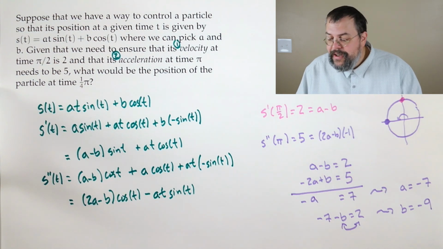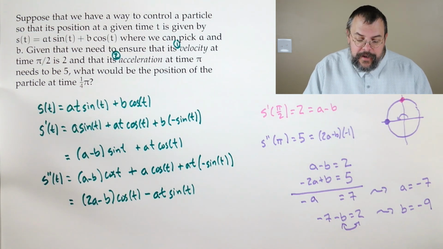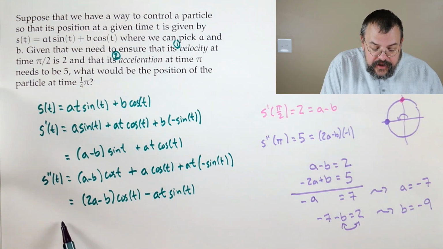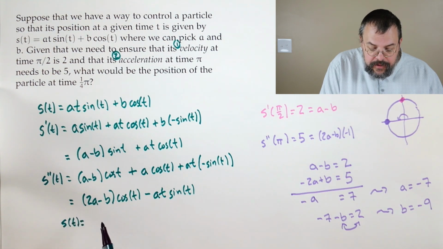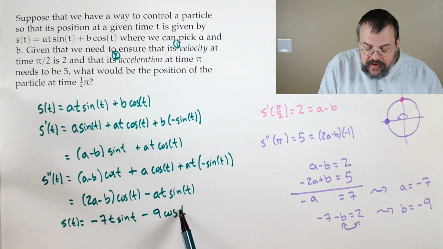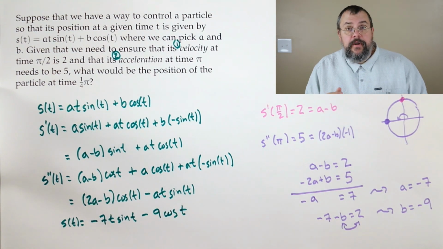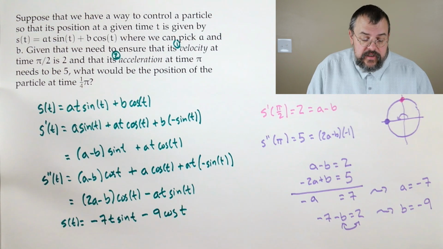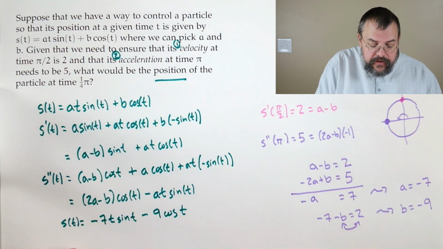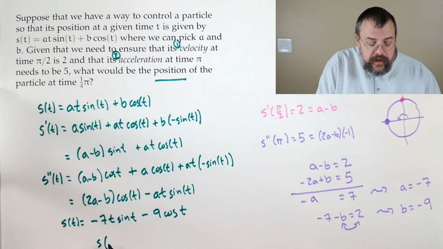Now we know a and b, we're basically home free. So we're ready to answer our question. Why? Because we now know that in general s of t is equal to minus 7t sine of t, and then minus 9 cosine of t. Because now we know the values for a and for b. The last thing is, what would be the position, and that's the s of t at time pi over 4. So the answer would be s at time pi over 4. So we plug in pi fourths.